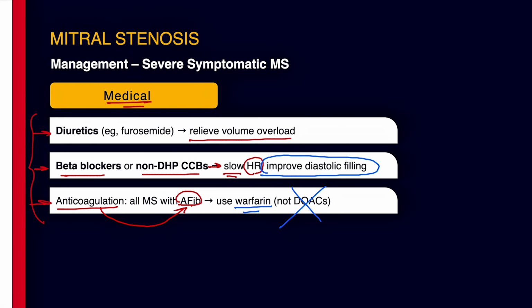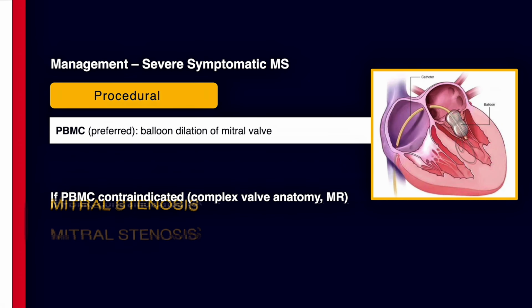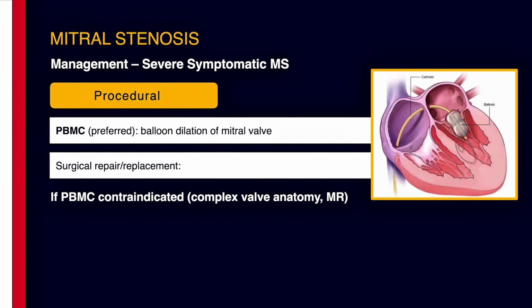If symptoms persist or the valve is clearly tight, we move to valve intervention. The preferred procedure is PBMC, percutaneous balloon mitral commissurotomy, okay? That's when you use a balloon catheter to dilate the stenotic mitral valve. And it's ideal when the valve anatomy is favorable: non-calcified, pliable leaflets, no significant MR, these kind of things. So if the percutaneous balloon mitral commissurotomy is contraindicated due to, let's say, complex valve anatomy or coexisting mitral regurgitation, then we go to surgical valve repair or replacement, okay?